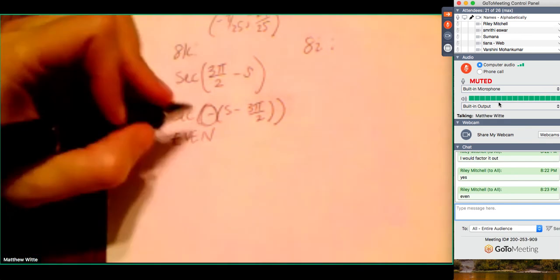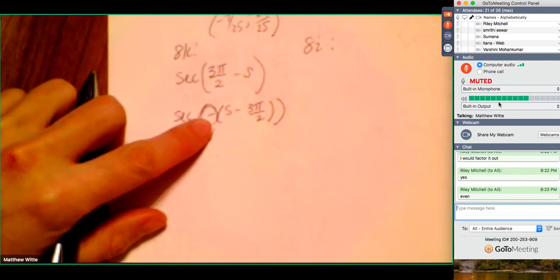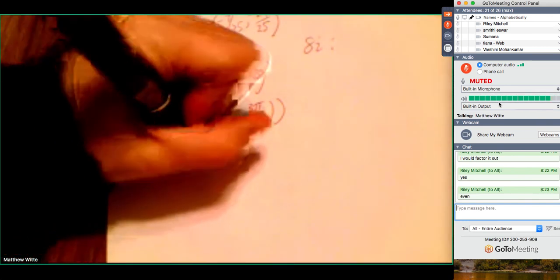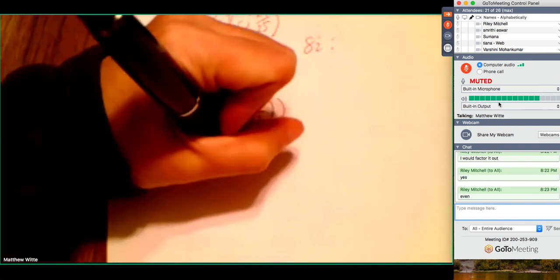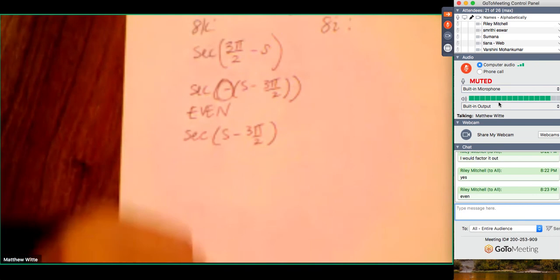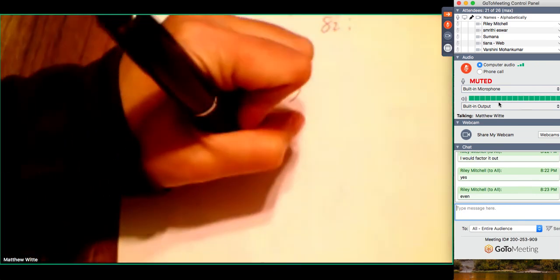Even, okay? So because secant is even, if you have secant of a negative angle, you can write it just as if that negative weren't there. So secant of s minus 3 pi over 2. And I don't really like working with 3 pi over 2. I'd rather work with just pi over 2. So I'm going to look at it as secant of s plus pi over 2.